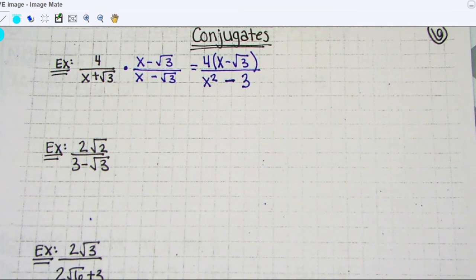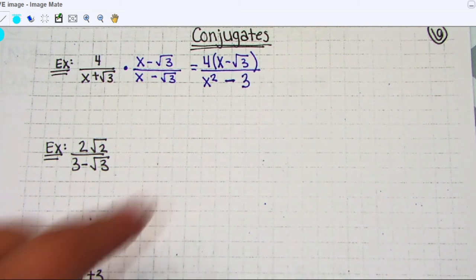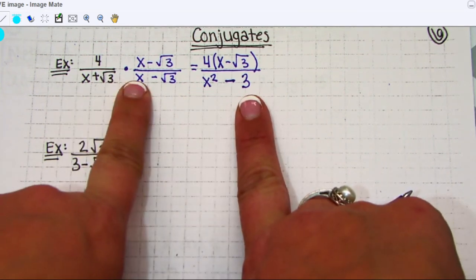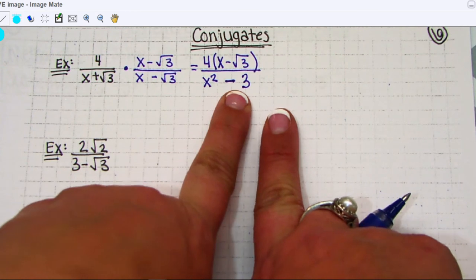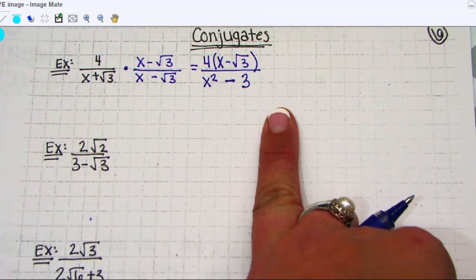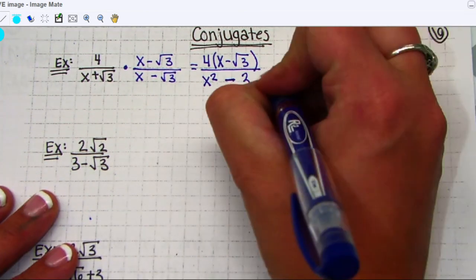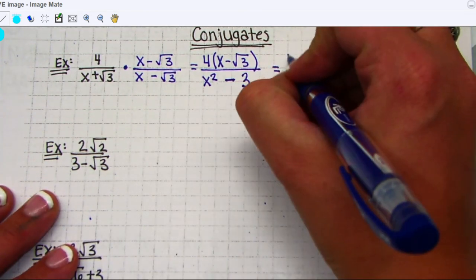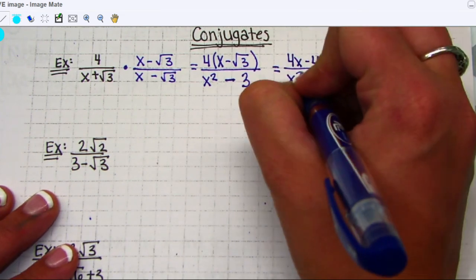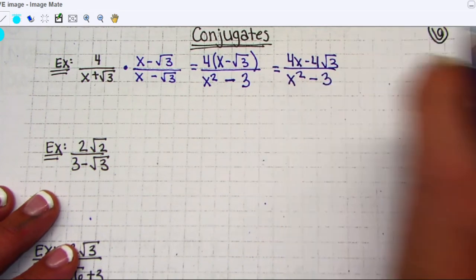Because right here, when you have x times negative square root of 3 and then x times positive square root of 3, they're going to cancel. So it's basically the difference of squares. If you were to do the difference of squares here, you would take the square root of x squared, which is x, and the square root of 3, with plus and minus. And then at the top, you can just distribute. So 4x minus 4 root of 3 over x squared minus 3. And you're done.